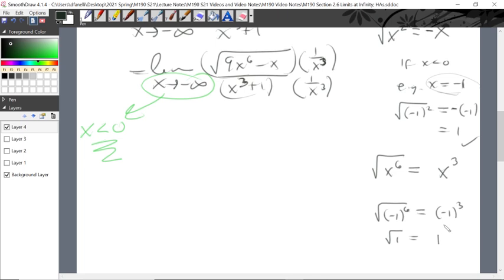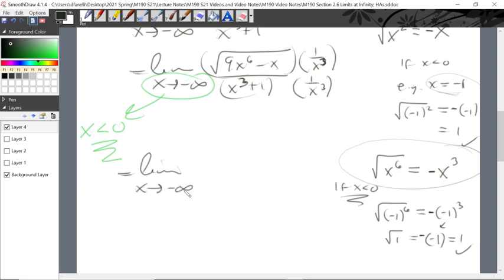But negative 1 cubed, well, that's equal to negative 1. So how do we make this work? We take the opposite of what x is and cube it, or the opposite of x cubed. So whatever x was, we take the opposite of that, and now it's correct. The square root of x to the sixth is equal to negative x cubed if x was already negative, and x is negative. So now we can run this limit.